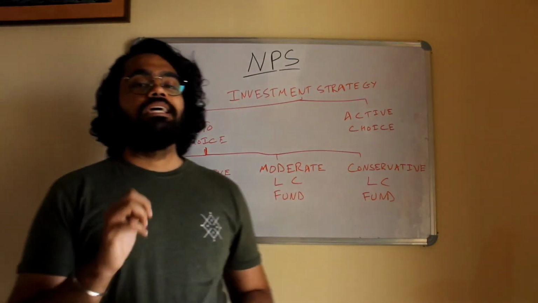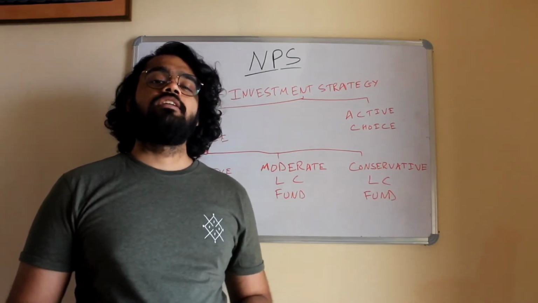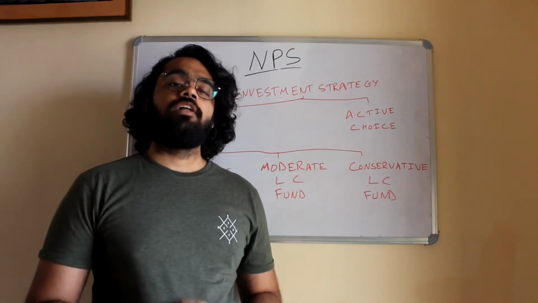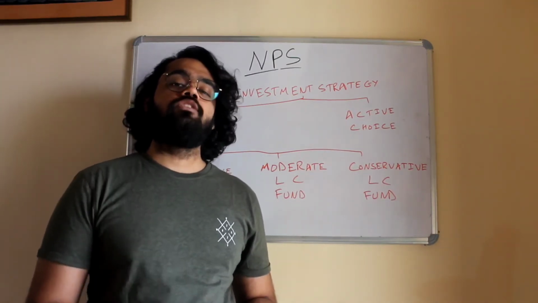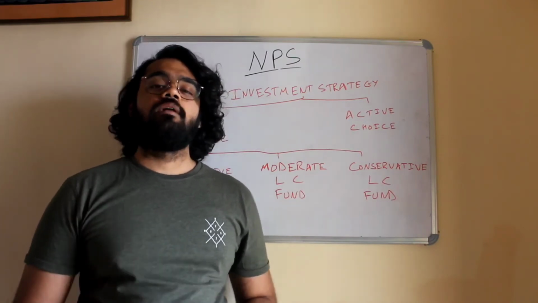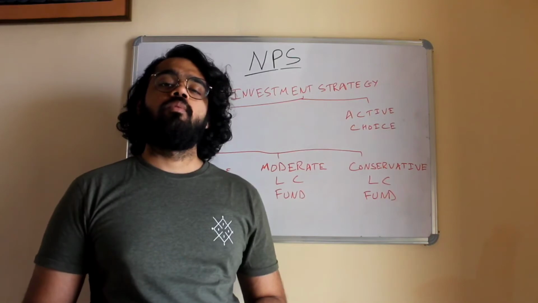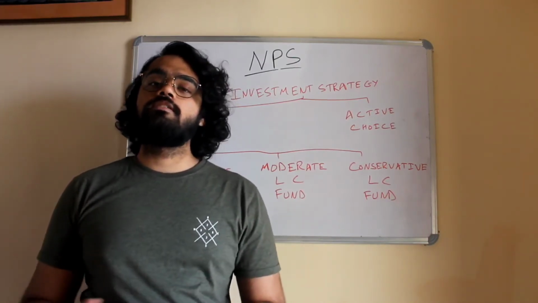The first one is auto choice. Auto choice is a passive strategy wherein all your contributions are invested based on a predefined formula according to the age of the contributor. For example, if the person is younger, then more of their money will be parked into equity, that is a riskier scheme.